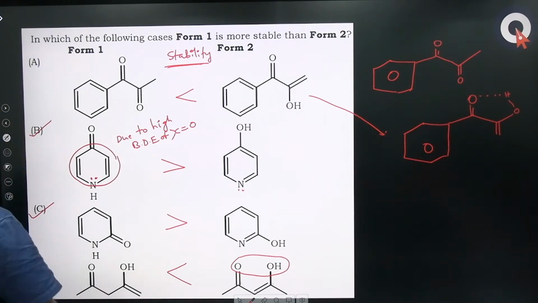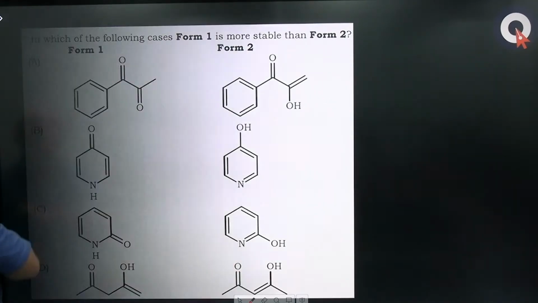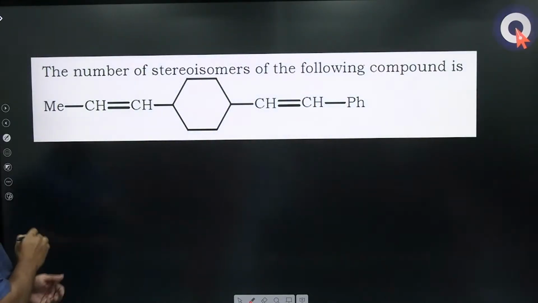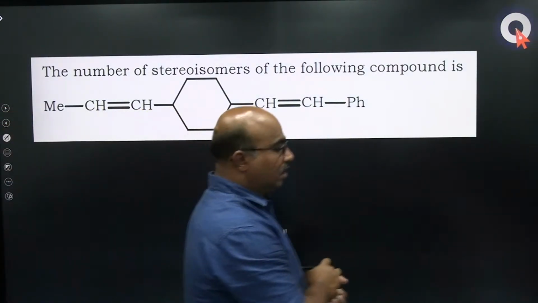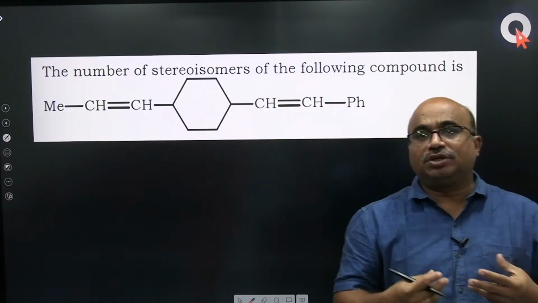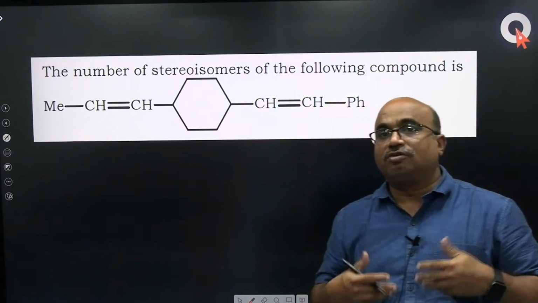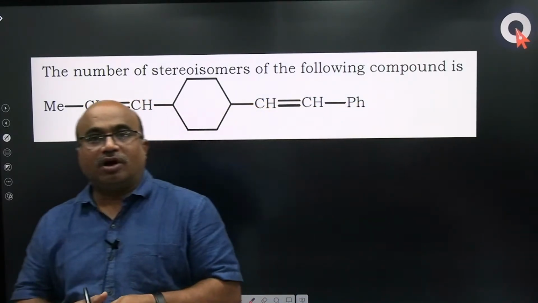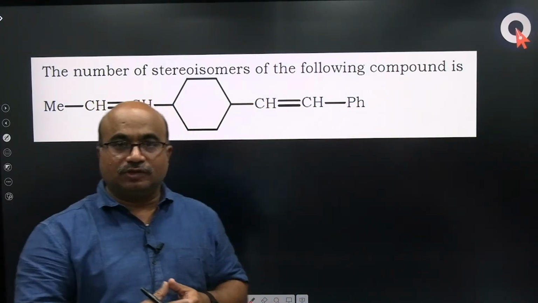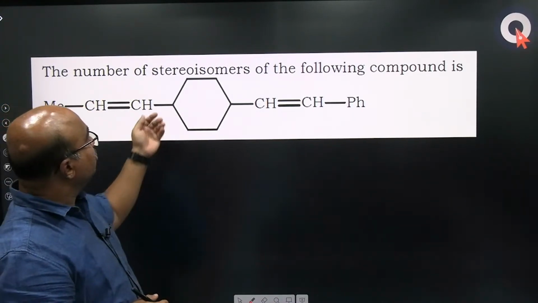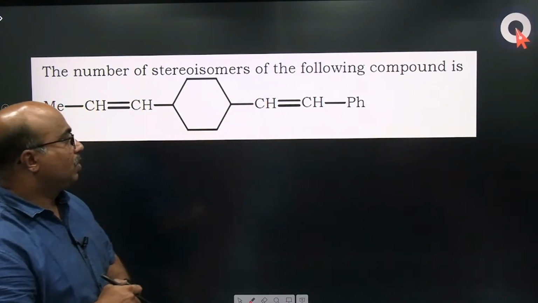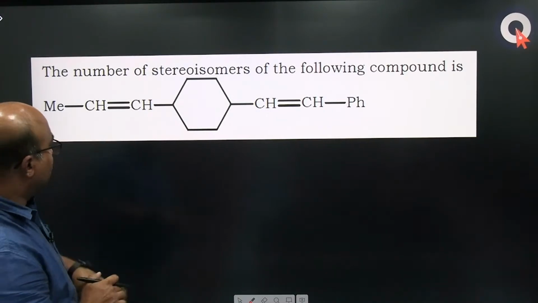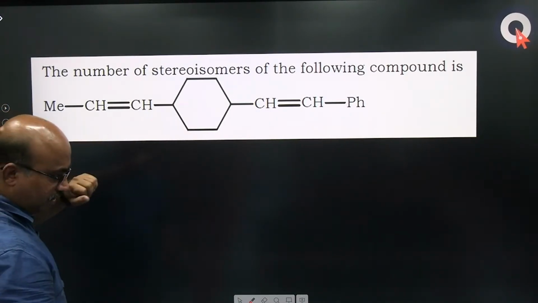Okay, coming to the next question. So let us see some integer type or numerical based questions, which you usually get in the advanced. So how many isomers exist? He said stereoisomers exist. So let us see the compound, which we are already seeing.